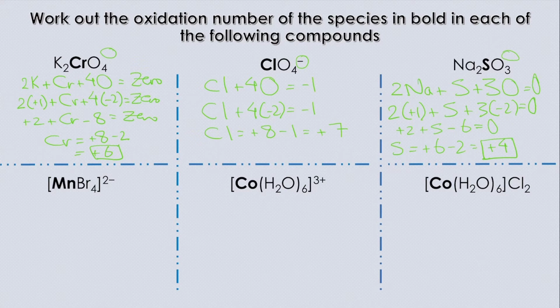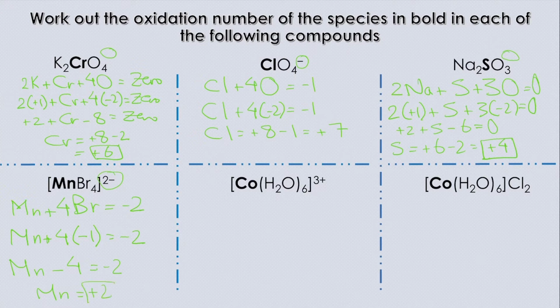Next, you don't have to panic if you have something between brackets like that. It's very simple. We have here Mn plus 4Br is equal to -2, because it's a charge. Br is in group 17, so it is -1 each, equal to -2. So Mn minus 4 equal to -2. So Mn is equal to +4 minus 2, so it is +2.